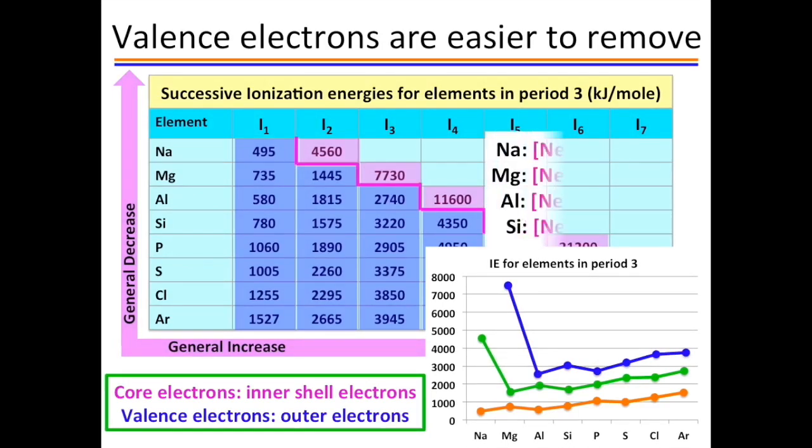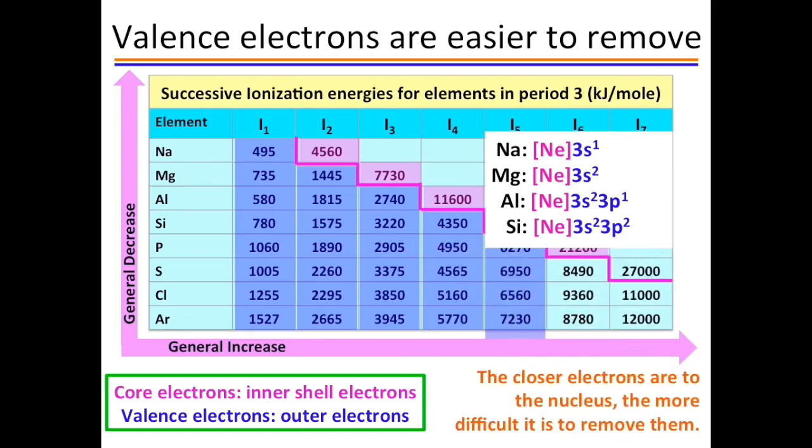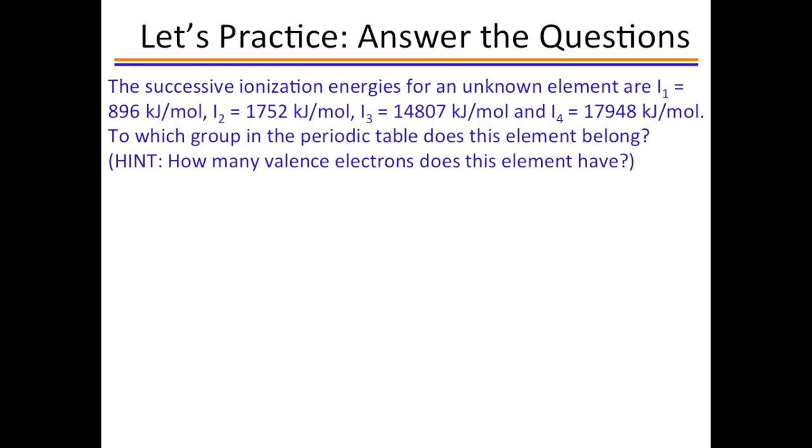Remember that we are already familiar with this concept. The valence electrons are shown in the electron configurations, and the core electrons are represented by the inert gas. Core electrons are much more difficult to remove than valence electrons. Let's practice by looking at a typical exam question. Pause the video here and answer the question.